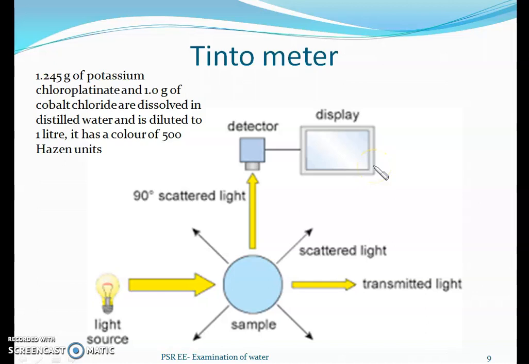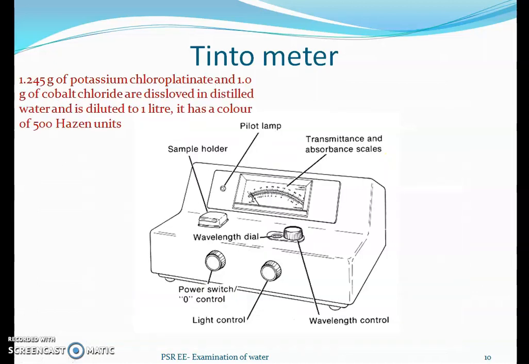Then let us see how the tintometer resembles this concept. This is the tintometer, we are able to see. This is the power on button, the light control, and the wavelength control is also here. Then the sample holder is there, and the standards, and the pilot lamp we have seen in the last slide. Whatever the transmitted absorbance is, it is going to be given on the scale, on the cobalt scale.